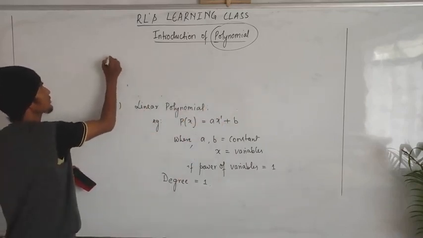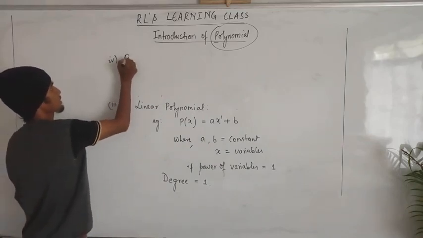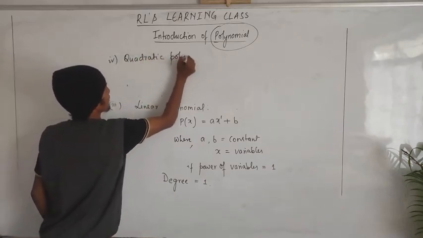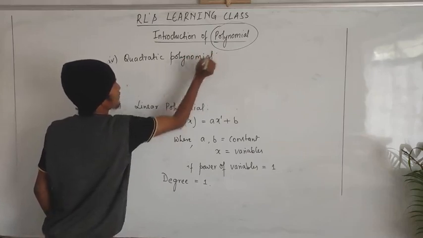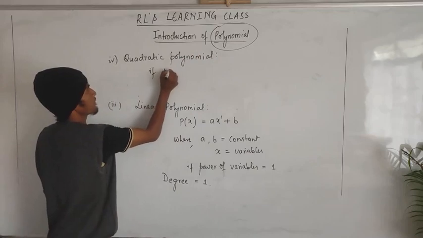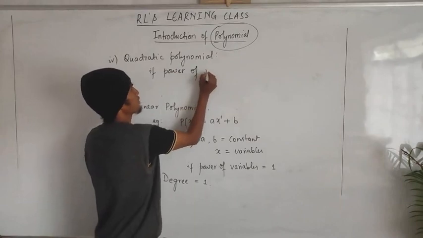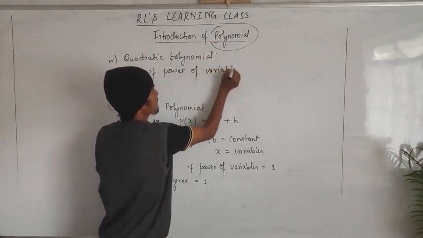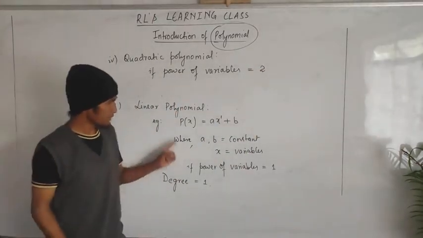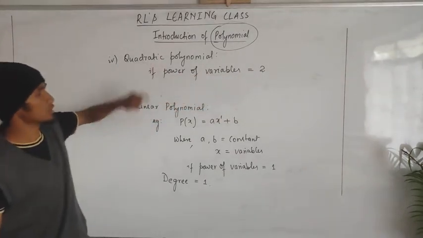Okay, number 4. Now linear, we finished. Undefined 0, 1. Now come to quadratic. Quadratic polynomial. What is a quadratic polynomial? If the power of variables is equal to 2. Now here, if the power of variables will be 1, then it is linear. And if the power will be 2, then it is quadratic.